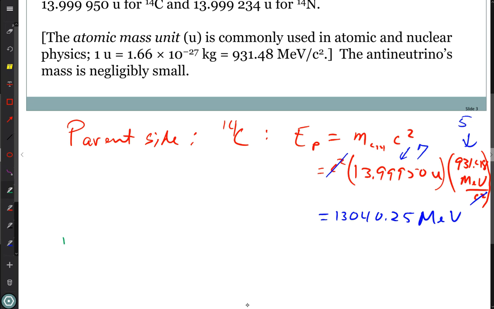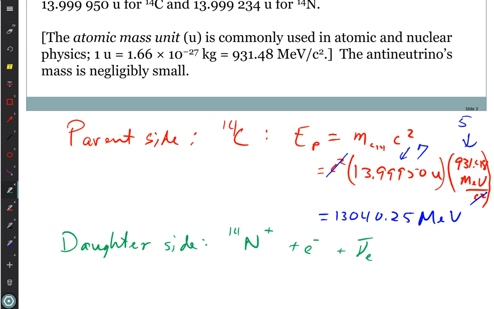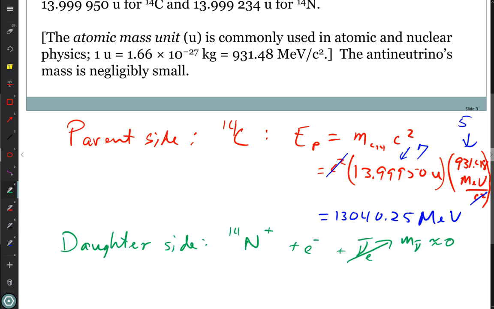Now let's go to the daughter side. The daughter side had a nitrogen 14 plus an electron, plus the electron antineutrino. First rule, the neutrino's mass is so small, it wasn't even determined until I think it was like 1996 or something like that. And so for all intents and purposes, it's 0. The digits are way off the end of what we have for the other numbers. So we will make the approximation that the mass of this is approximately 0. Makes life easier. We don't have to count it.